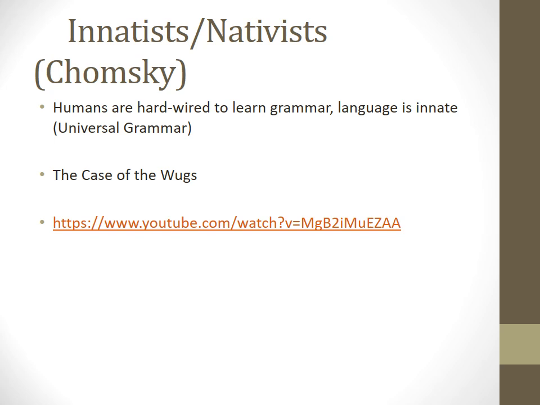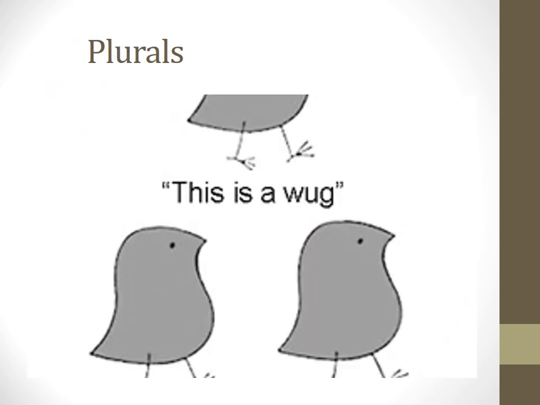And they use this case of the wugs, and you can go to the YouTube link to see more about it. But here's some examples. They will use a word with children that they've never seen before, and they'll say, this is a wug. And when they show the two pictures, they'll say, what are these? And invariably, children will say, these are wugs. They will apply the plural S ending.